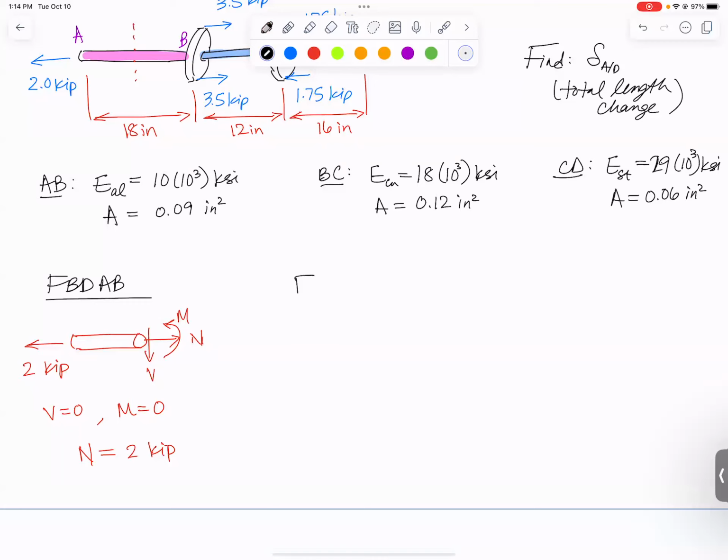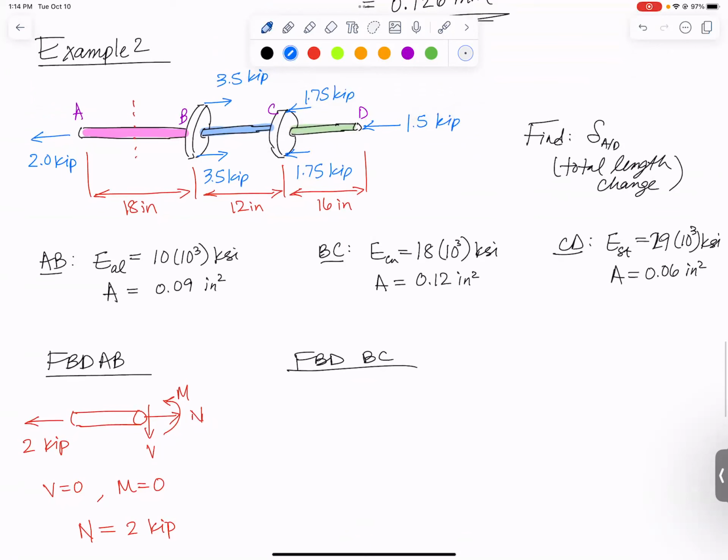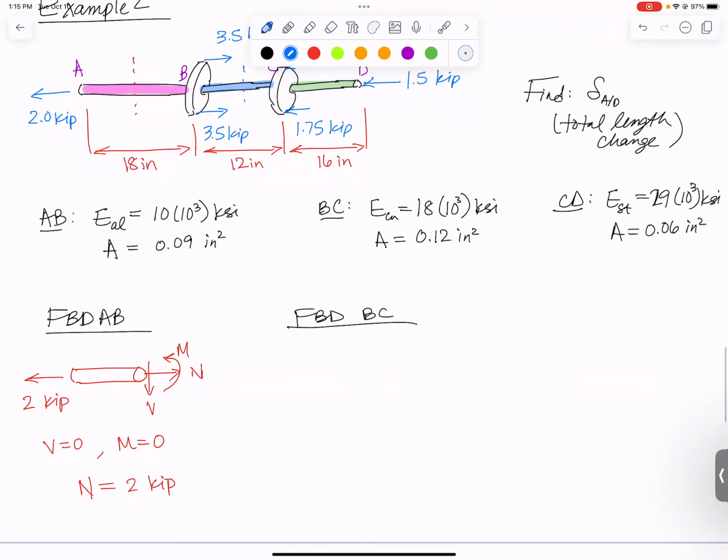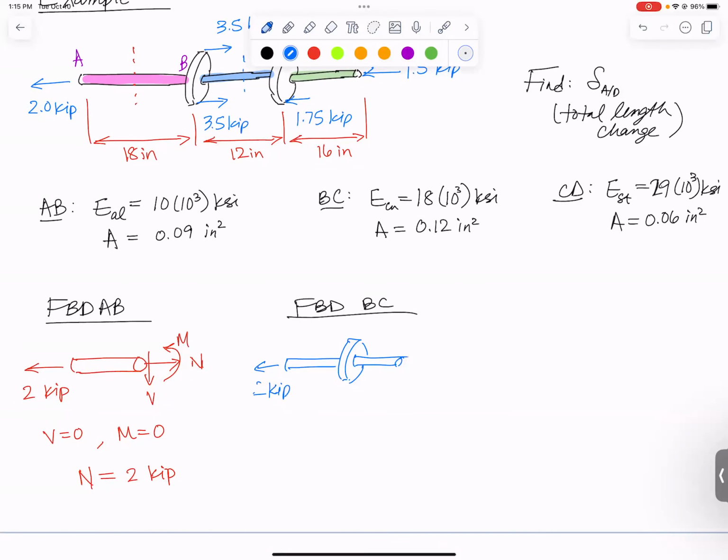Let's next do a free body diagram of section BC. That's the blue section. So we want to cut right through it somewhere in the middle. You get to pick to keep either everything to the left or everything to the right. It doesn't make much difference for this problem. I'll keep everything to the left. What I have acting on it is 2 kips to the left on the end, and then I've got a pair of 3.5 kip forces to the right.